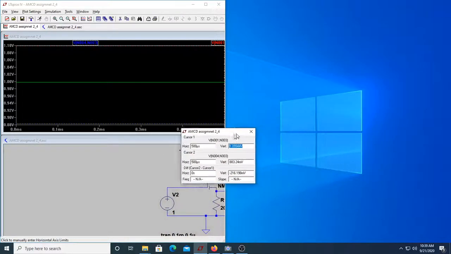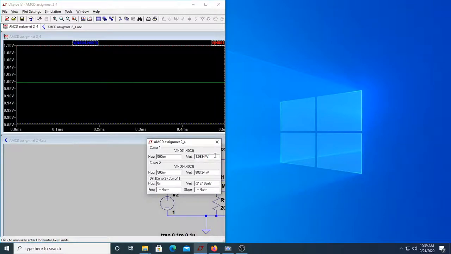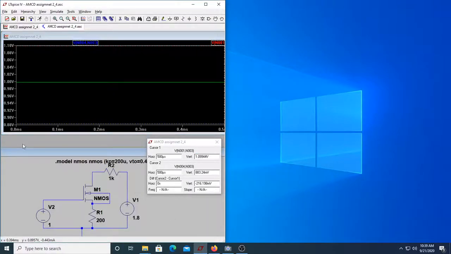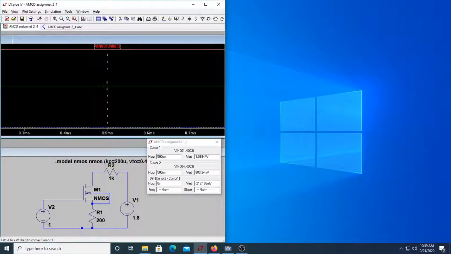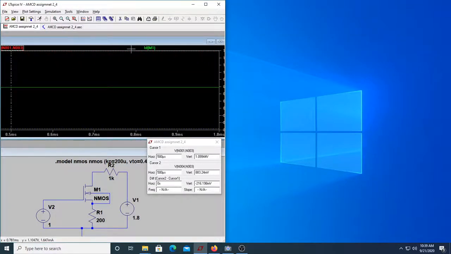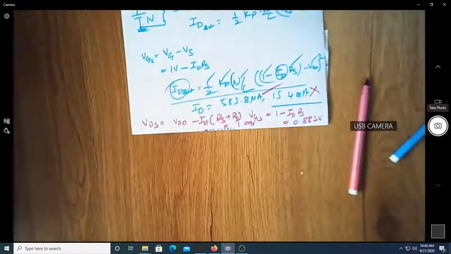See, this is VDS, this is VGS, and this is ID. Where is ID? ID is here. Okay, let me just show you that ID value. This is ID, 583. Okay, this way we can very comfortably do the simulation and of course the calculations.